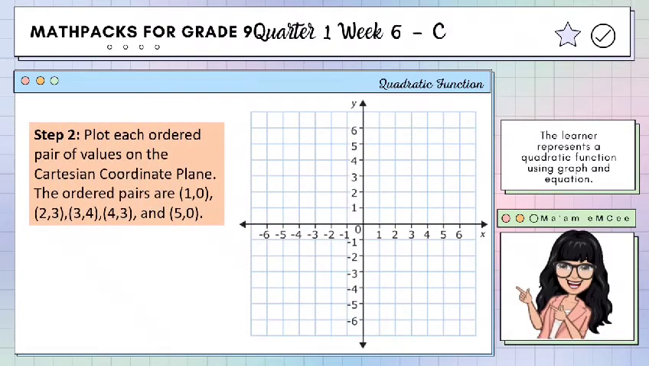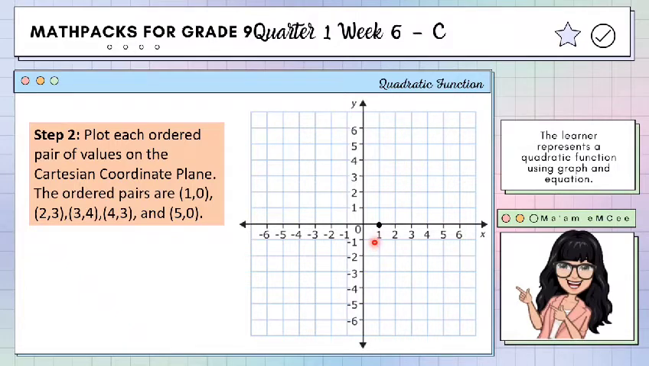Step 2. Plot each ordered pair of values in the Cartesian coordinate plane. The ordered pairs are 1, 0, 2, 3, 3, 4, 4, 3, and 5, 0. Now for the first point, we have here 1, 0. Since x here is positive, because 1 is positive, then we are moving one step to the right side. So it's here. Now, since our y is equal to 0, then our first point will lie on our x-axis. So our first point is located here.